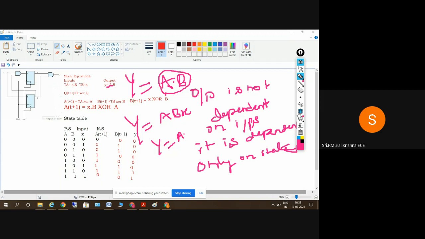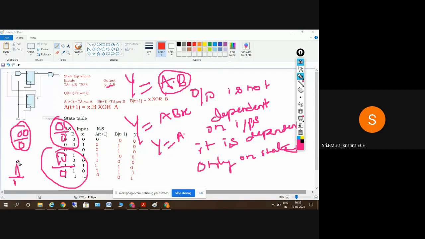Here the output is dependent only on the states, and the state diagram will be different. We have 4 possible states. The output is 1 for the last state, 1 1, and the output is 0 for the remaining states. I'll mention the outputs with respect to states: for 0 0 the output is 0, for 0 1 the output is 0, for 1 0 the output is 0, and for 1 1 the output is 1.